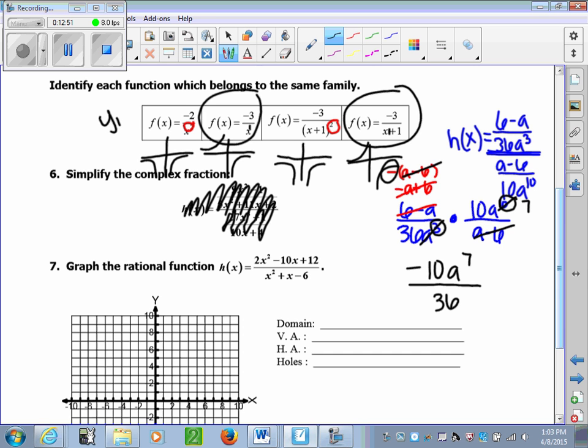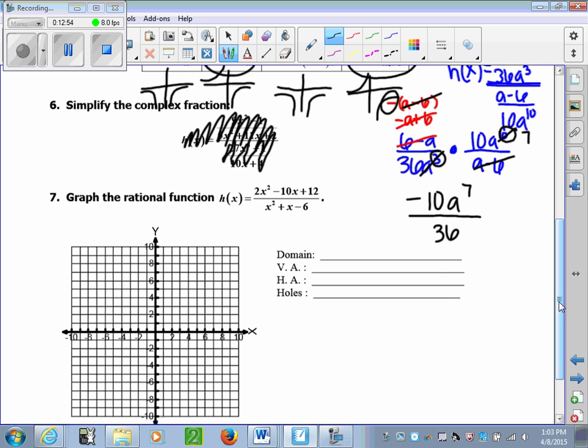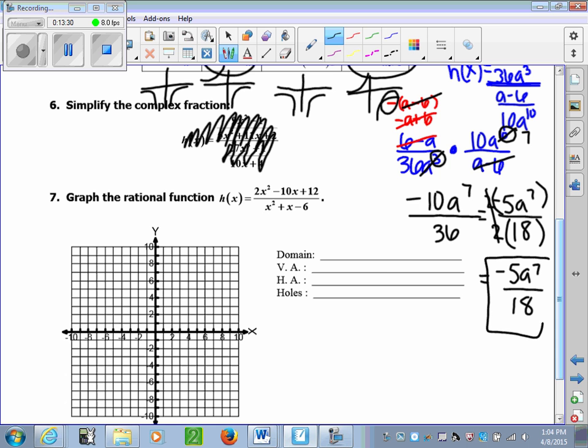Alright, so I can simplify this. Both 10 and 36 are divisible by 2. So I'm going to go ahead and do that. So this negative 10 will become a negative 5a to the 7th, divided by 36 divided by 2 gives me an 18. What I did was I really pulled a 2 out from both, right? I factored out a 2, but once I do that, they cancel, so I really didn't need to write them down. But just to show you what happened there, that gives me a negative 5a to the 7th over 18. So that's my answer here.